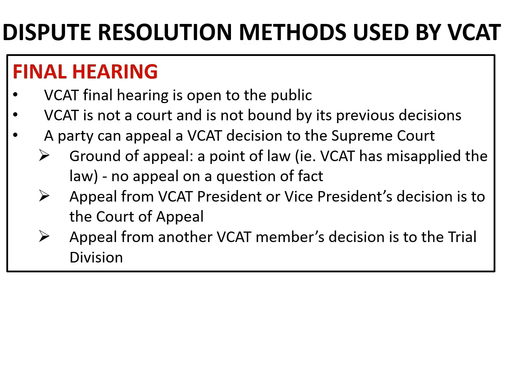An important restriction, though, is that the only ground on which a party can appeal a VCAT decision to the Supreme Court is that VCAT has made an error of law. That is, on the ground that the VCAT member has misapplied the law. A party can't appeal against a VCAT decision on a question of fact, that is, on the basis that the VCAT member has come to a view of the facts or the evidence that the party disagrees with.